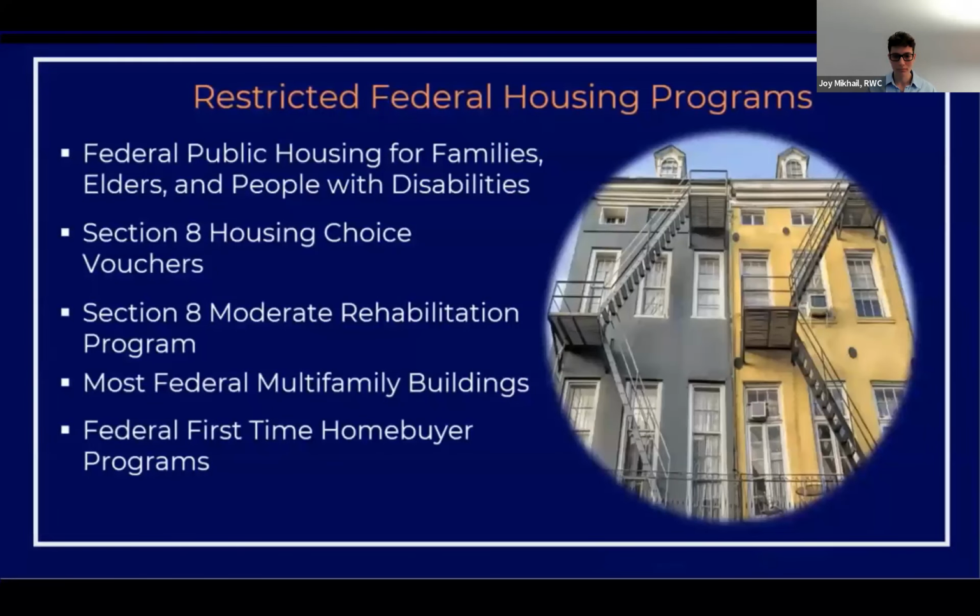Now, here is a list of some restricted federal housing programs, and these are some of the largest ones. You have public housing for families, elders, and people with disabilities. You have the Section 8 Housing Choice Voucher Program, Section 8 Moderate Rehabilitation Program, most federal multifamily buildings, and federal first-time homebuyer programs.